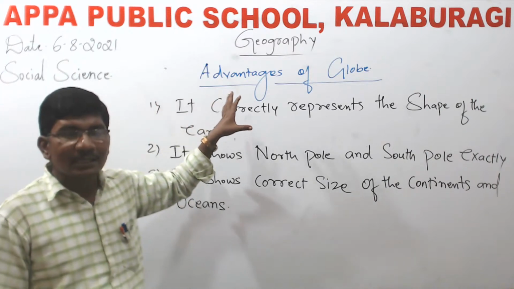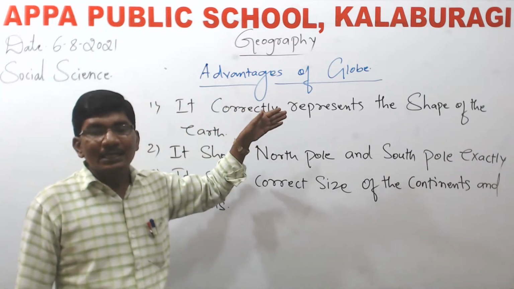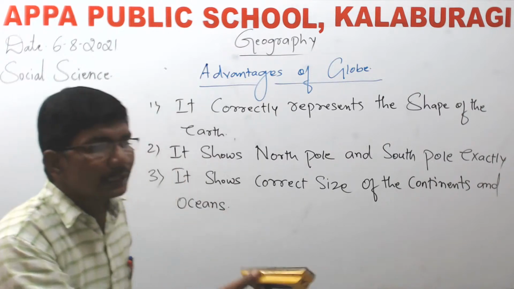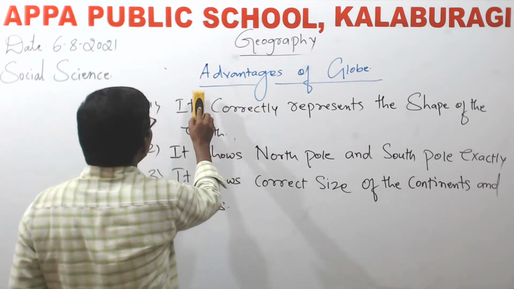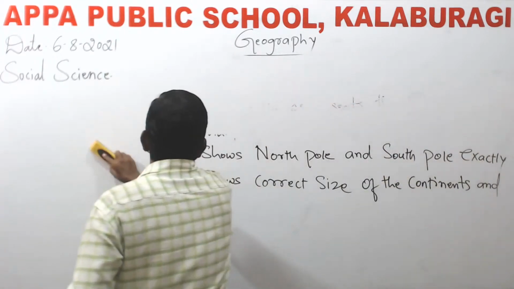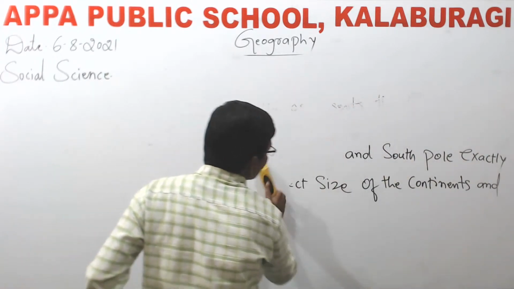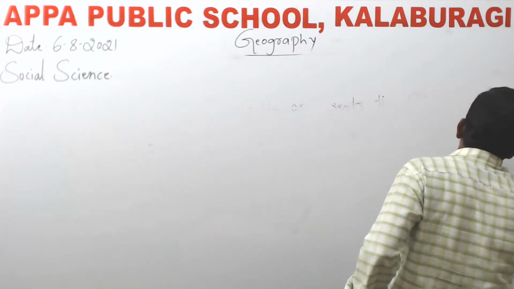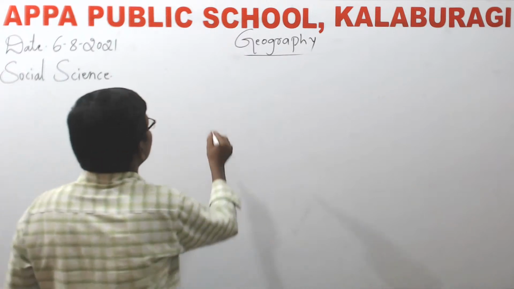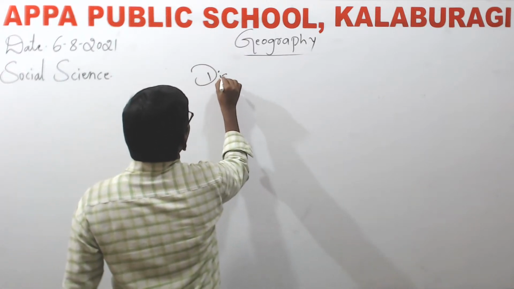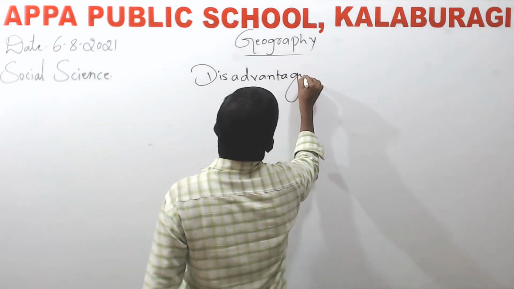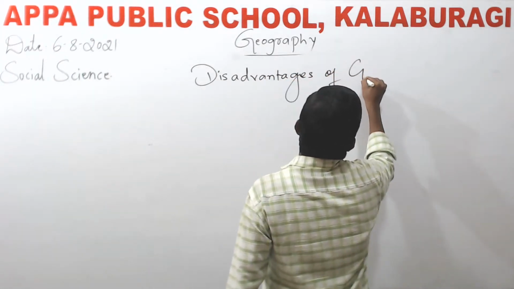And my dear students, the globe has some disadvantages also. What is it, children? The globe has disadvantages also. So now we are going to study the disadvantages of the globe. What are those disadvantages? Write the headline: Disadvantages of globe.